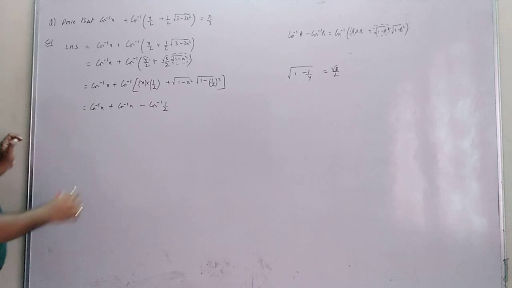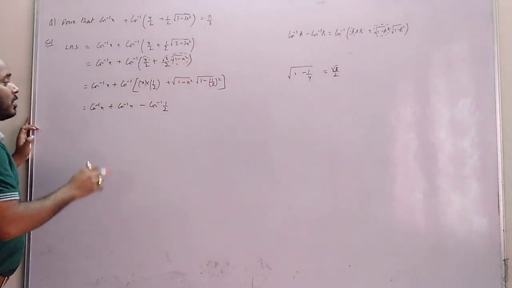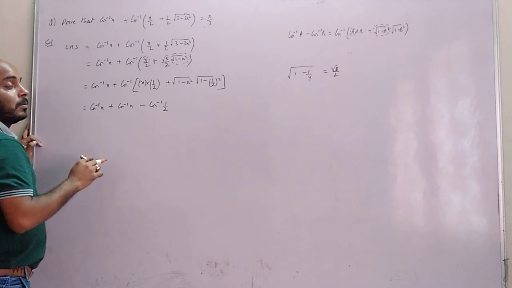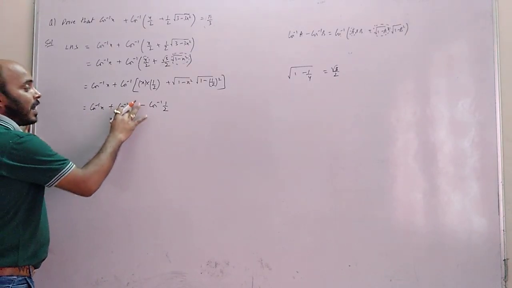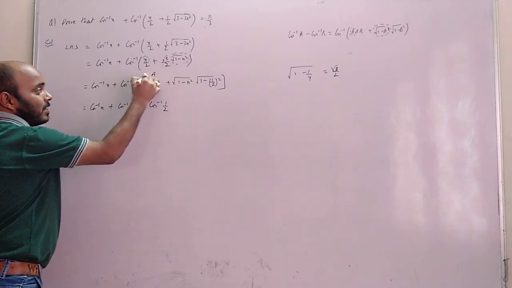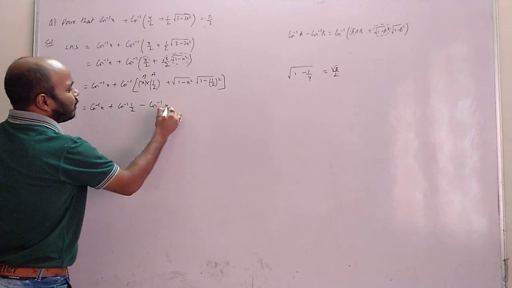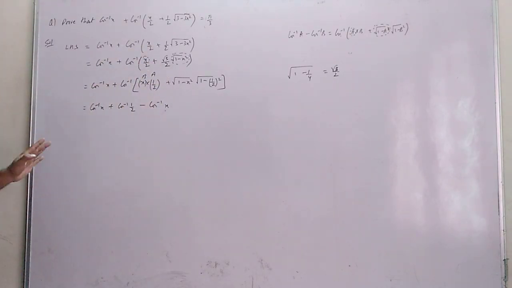Okay, so what we need to prove here in the RHS is pi by 3. That means cos inverse x should cancel out. X will be there anyway. That's why I will write it the opposite way: I will take this as a and this as b, minus cos inverse x. So why am I changing it? Just for the sake of the proof, nothing else.